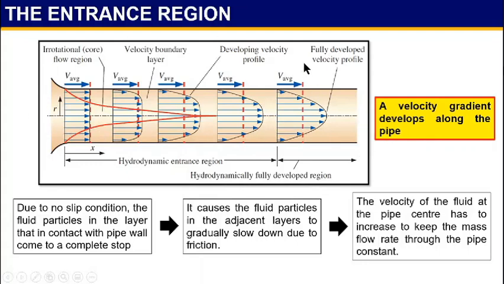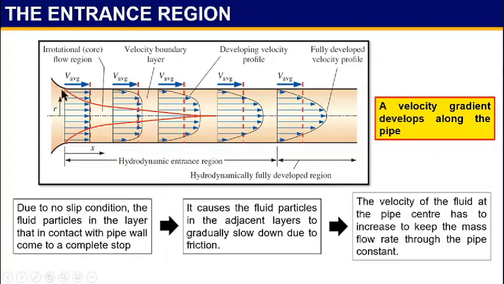So this figure shows how the velocity gradient develops along the pipe. It is actually the same: if we see this wall as a surface, the boundary layer is developing from upstream, meaning the inlet, to downstream, meaning further in the pipe. Due to the no-slip condition, the fluid particles in the layer in contact with the pipe wall come to a complete stop. It's at this point.